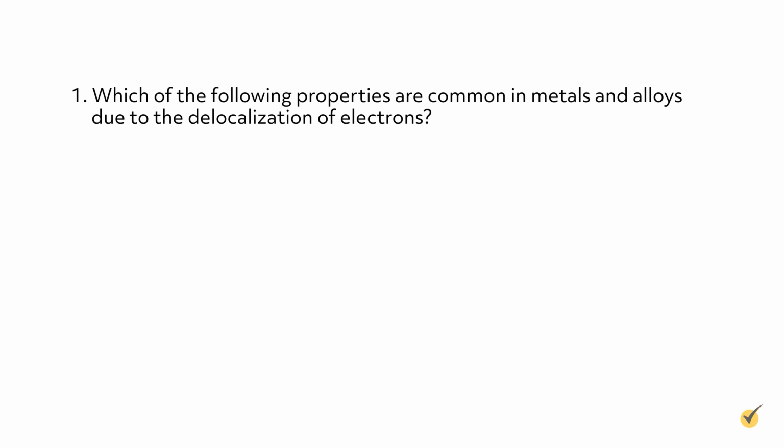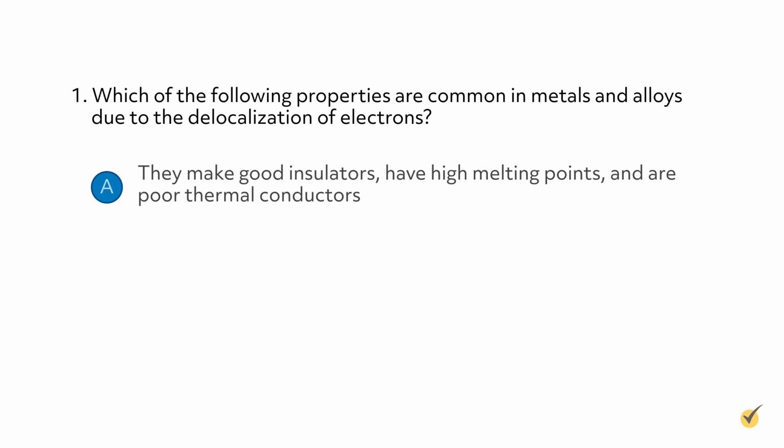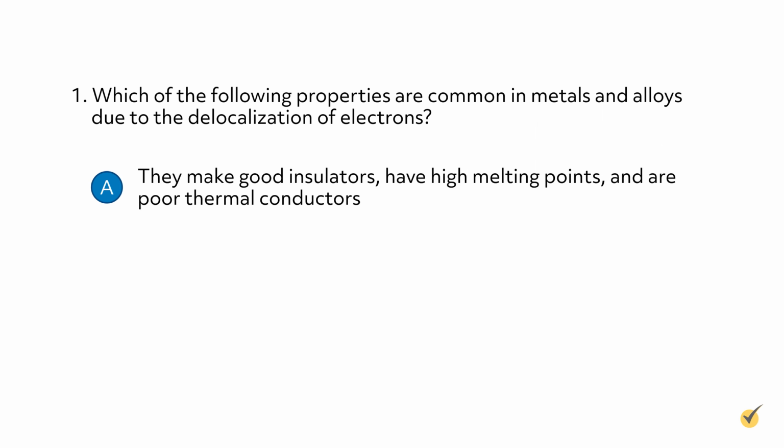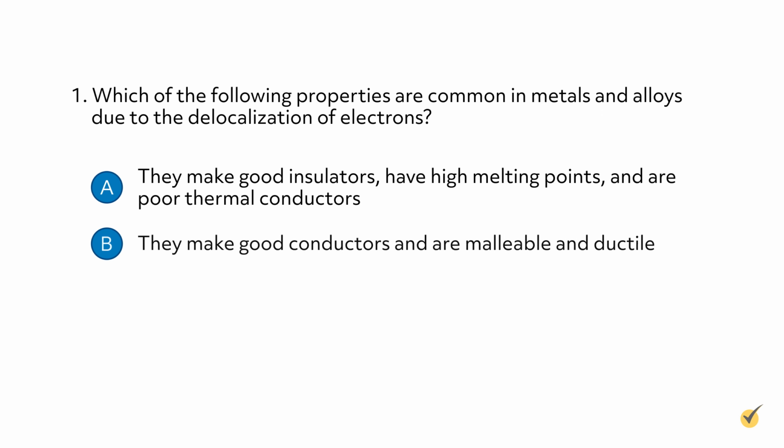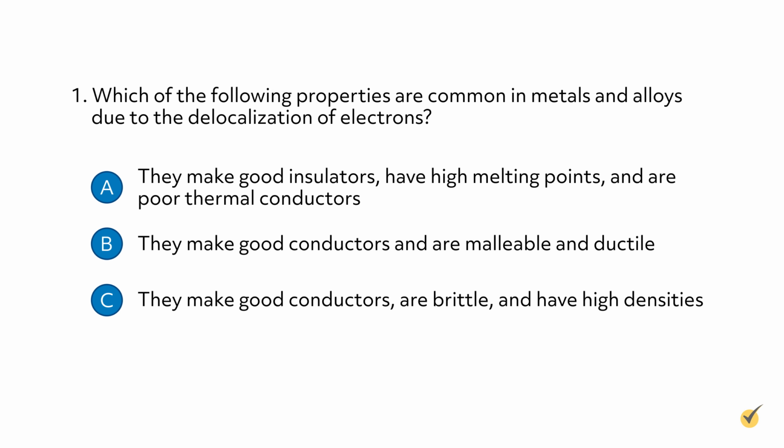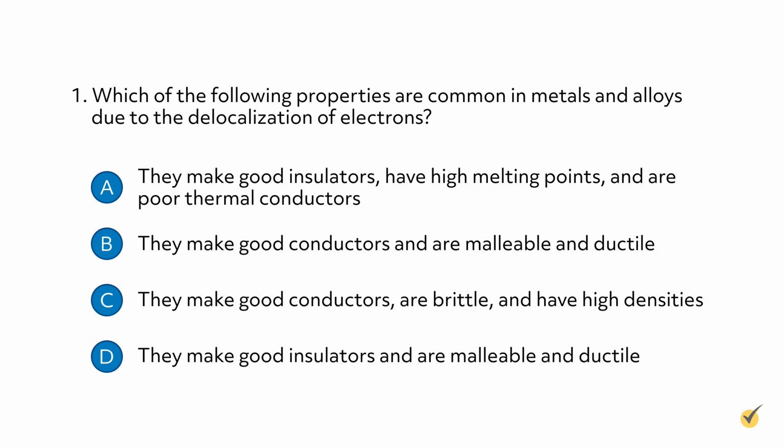Okay, let's take a look at a couple of review questions before we go. Number 1. Which of the following properties are common in metals and alloys due to the delocalization of electrons? A. They make good insulators, have high melting points, and are poor thermal conductors. B. They make good conductors and are malleable and ductile. C. They make good conductors, are brittle, and have high densities. Or D, they make good insulators and are malleable and ductile.